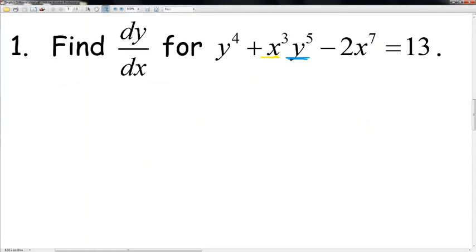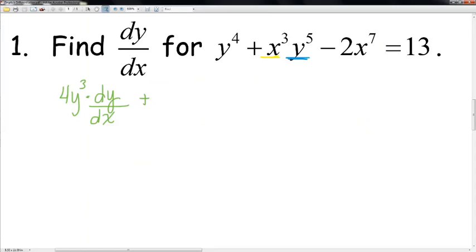So we're going to take the derivative of y to the 4th. And anytime we're taking the derivative, we're always going to divide by dx. And so here y to the 4th will be 4y to the 3rd. And so I'm taking the derivative of y, that was what dy means, with respect to x, with respect to the derivative of x.